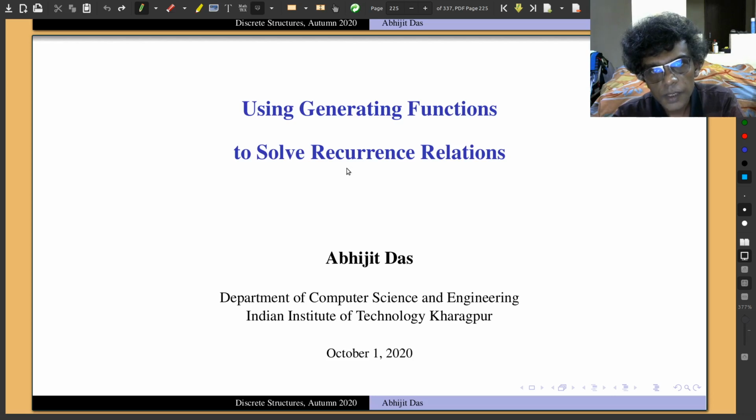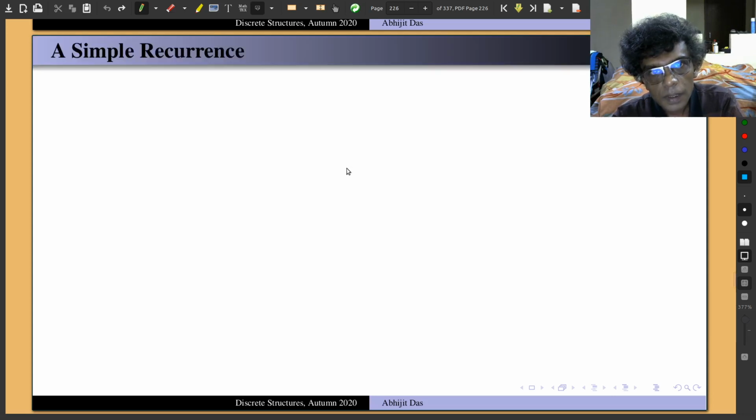Okay, to start with, let me introduce a very simple recurrence relation. Let's consider the sequence A0, A1, A2, A3 and so on, which is defined recursively as follows. A0 is defined as 1. Subsequently, for n greater than or equal to 1, I am defining an as 3 times the previous term of the sequence plus 2 times n. Now, this is for all n greater than or equal to 1.